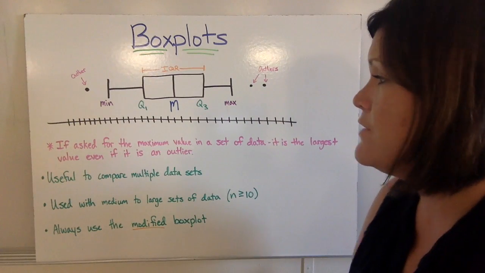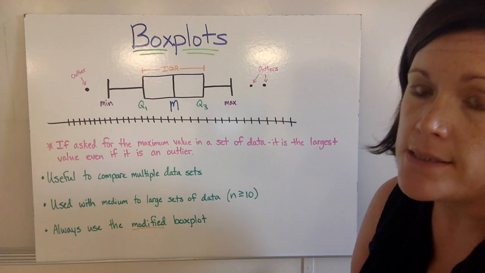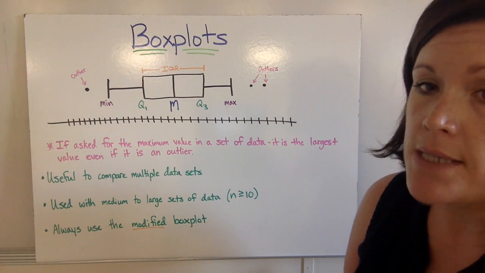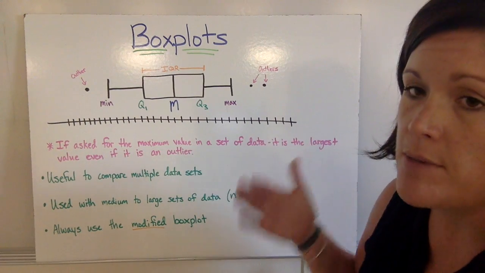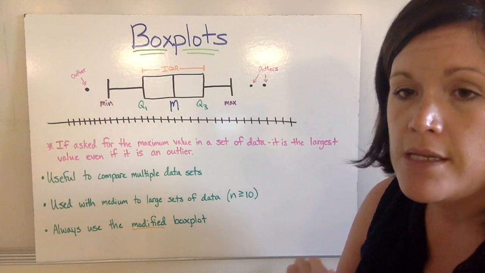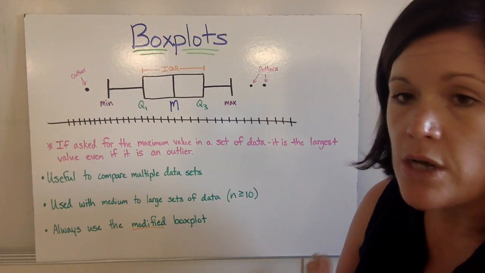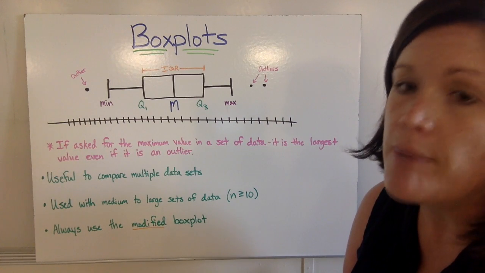So just a few things about box plots. They are useful when you need to compare multiple data sets. So if you're given a couple of data sets and asked to compare them and they don't tell you how to display them, this would be a good method because it's easy to compare them on your calculator and see how the medians line up, what's the interquartile range, are there outliers. It's a quick way to plot them in your calculator and compare.